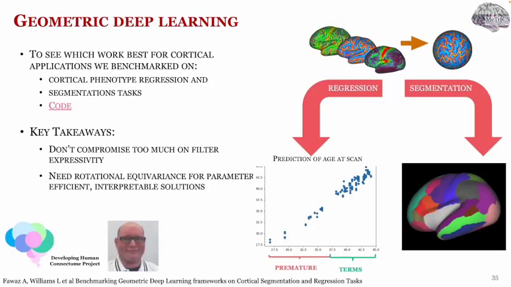So for these reasons, prior to developing any tools for cortical surface deep learning, we first benchmarked the performance of a number of different geometric deep learning frameworks on the tasks of cortical segmentation and phenotype regression using data from the Developing Human Connectome Project. And I really recommend anybody wanting to get up and running with these tools to check out Abdullah's paper and potentially make use of the accompanying code.